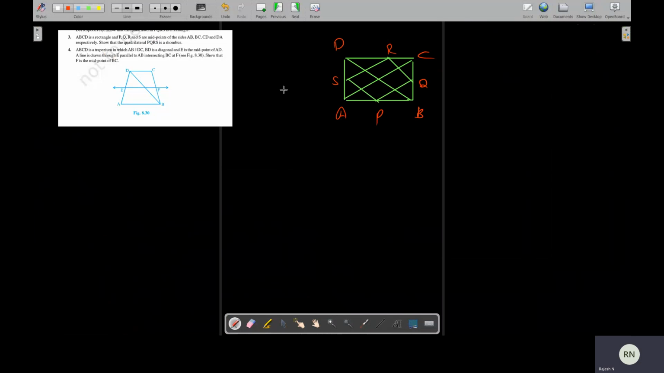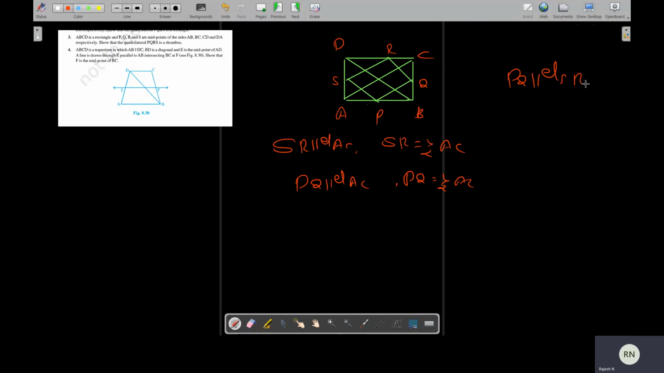So that PQRS is a rhombus. How to show PQRS is a rhombus? So you see, same as previous problem, you can show that SR parallel AC and SR is equal to what? Half AC. Similarly, PQ parallel AC, same as previous problem only. PQ is equal to what? Half AC. Therefore, what you can conclude? PQ parallel SR and PQ is equal to SR. Therefore, PQRS is a parallelogram.